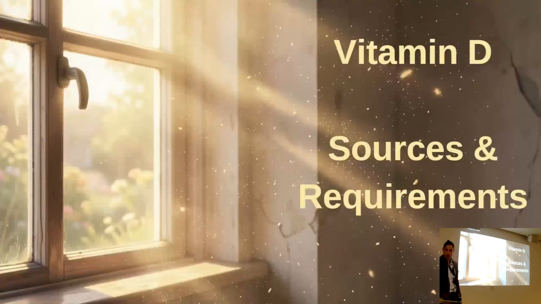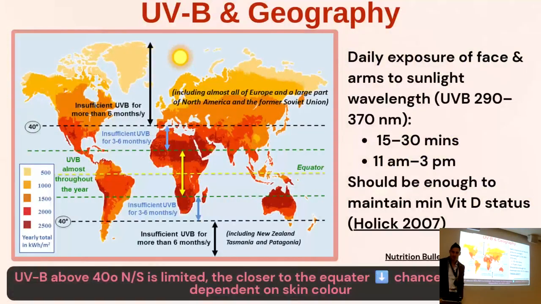So let's talk about sources and requirements. If we live too far north, which is most of Europe, or too far south, say the southern tip of Argentina, parts of New Zealand, then we don't get enough UVB light all year round. So around about 6 months of the year, we're not getting enough. Stay closer to the equator, we're getting enough UVB rays.